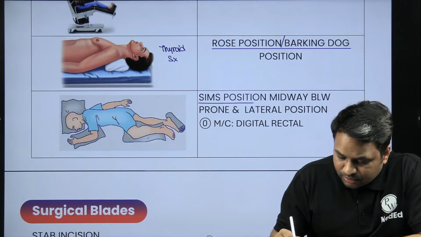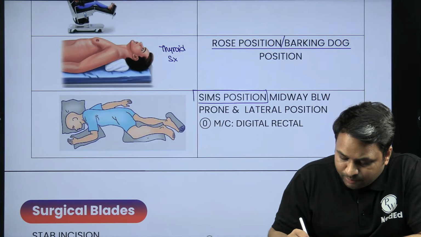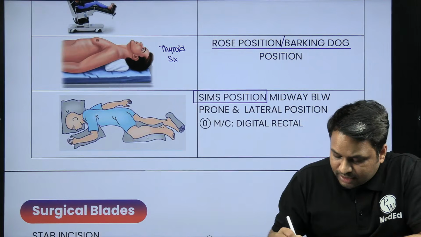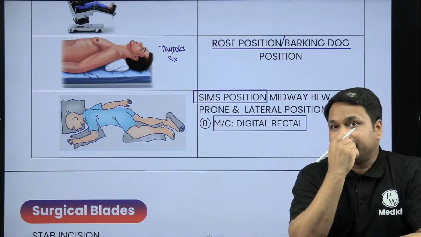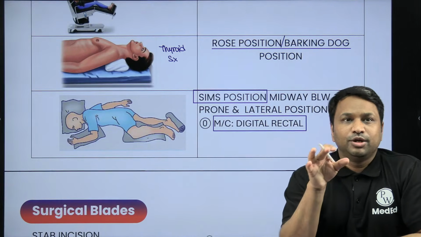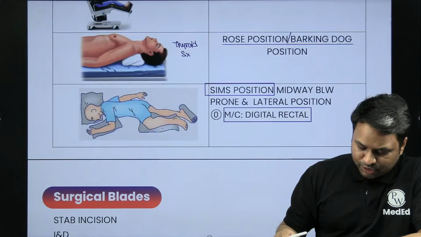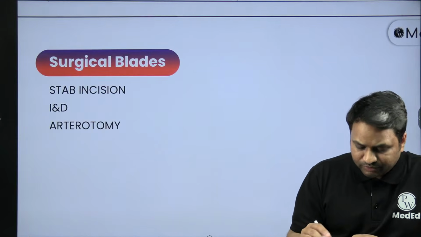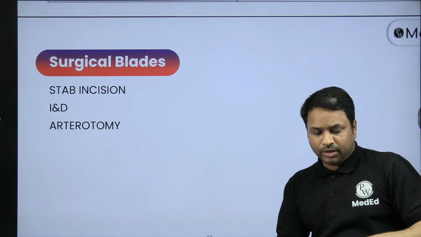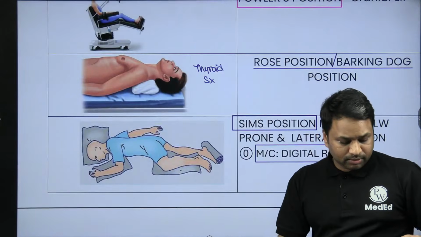Sims position is midway between the prone and lateral, and this is done for digital rectal examination. So whenever you want to do a digital rectal examination or a per rectal examination, you have to go ahead with Sims position, right? Now, again, all these positions are important.